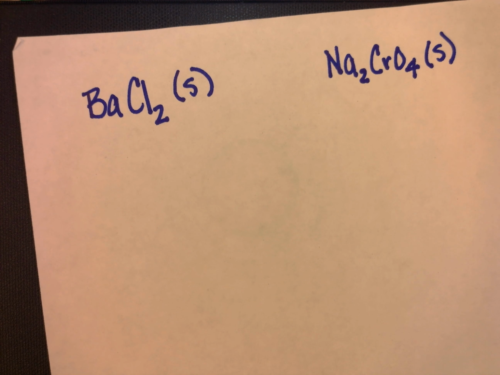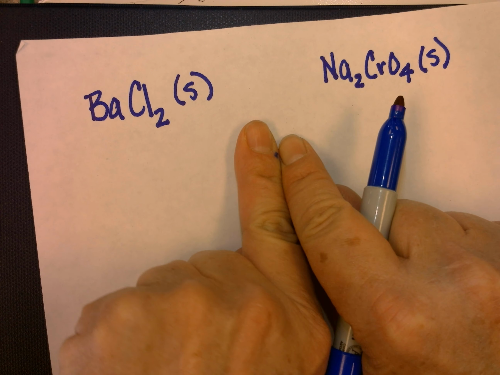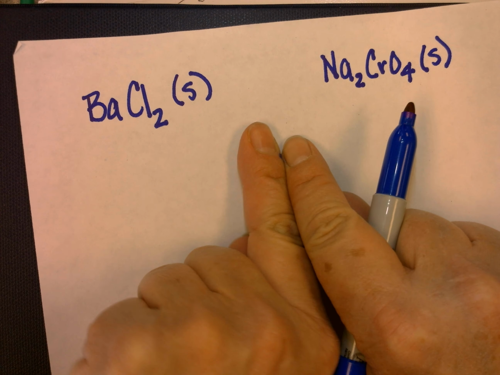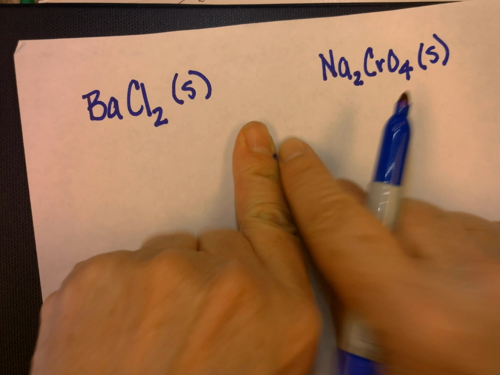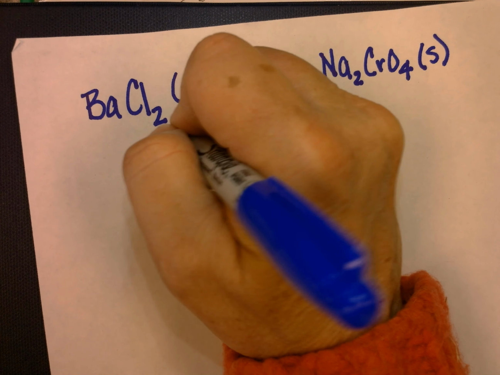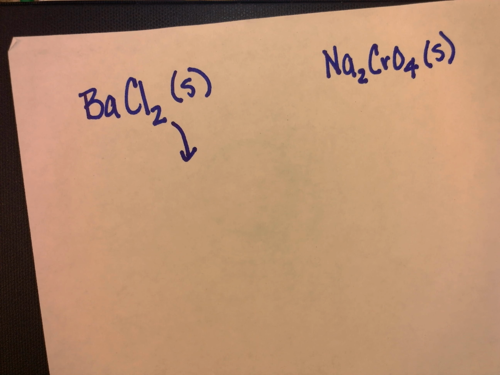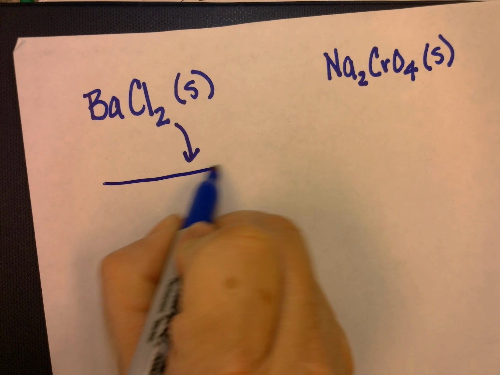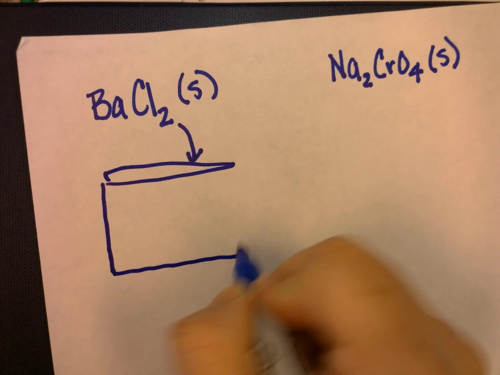Okay, you'll see that. So they're solids, and if I put them in a little cup together, they would do nothing. They would just mix together like 2 different sugars and sit there, like sugar and salt. So what I'm going to do is take the barium chloride and put them into water. So here's my beaker. I'm going to put it in water.